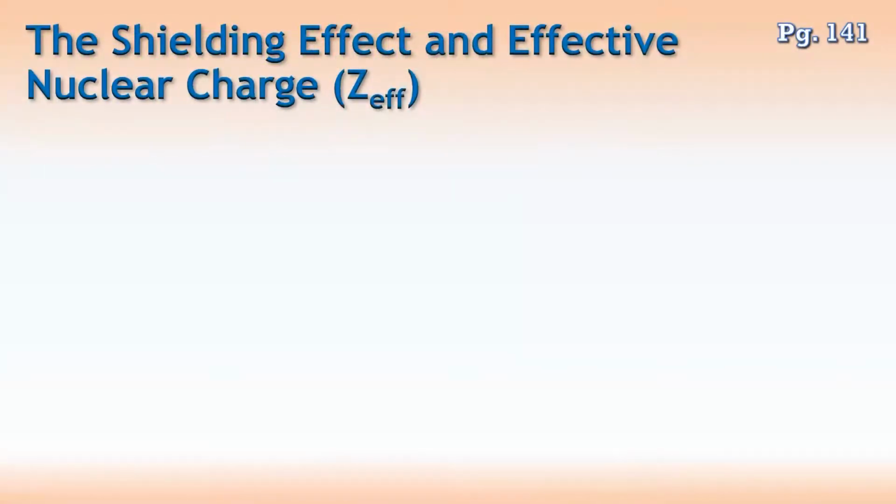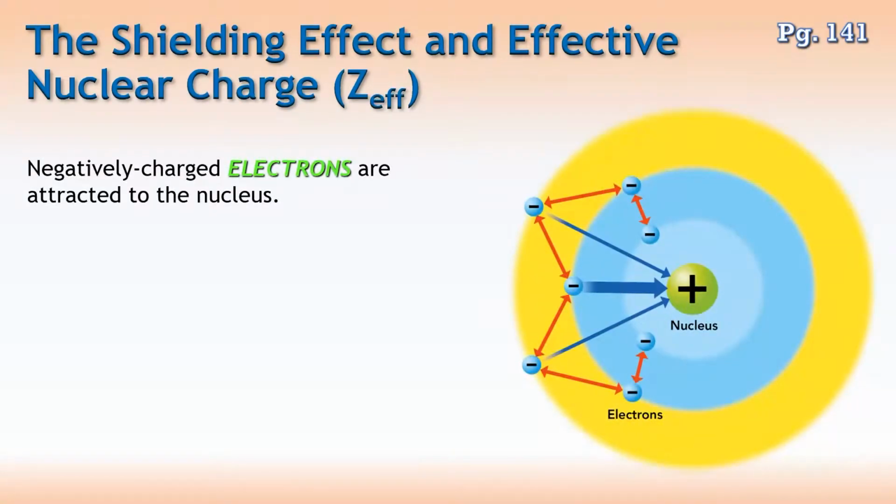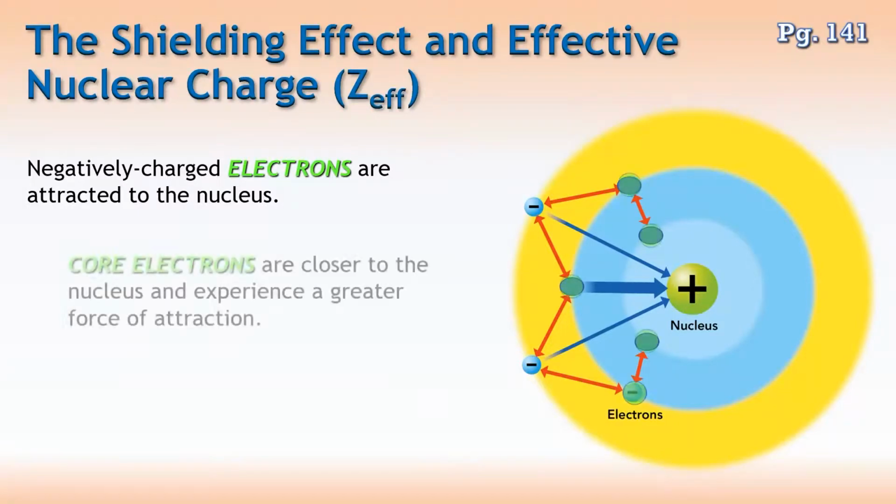Now, the fact that the core and the valence electrons are all negatively charged leads to some interesting effects. And so on page 141, we're going to talk about the shielding effect and the effective nuclear charge, often represented with Z sub F. So negatively charged electrons are attracted to the nucleus because, again, opposite charges attract. But the core electrons are closer to the nucleus, and since they're closer, they experience a greater force of attraction. R squared for them is smaller than it is for the valence electrons.